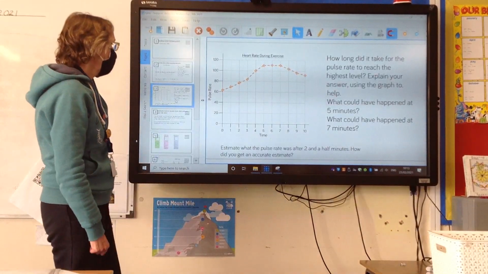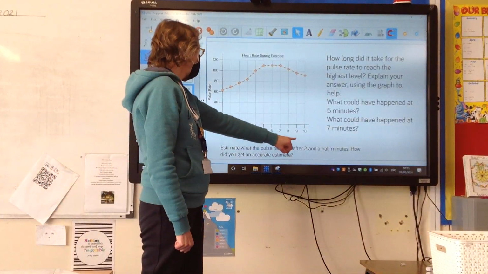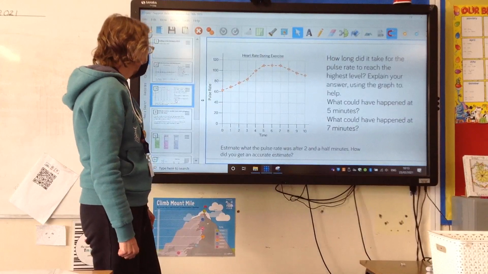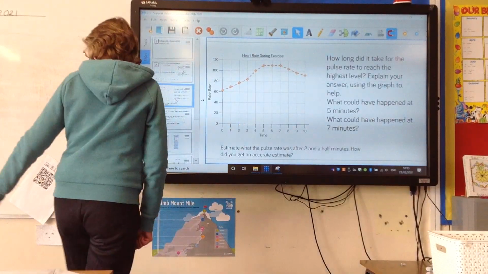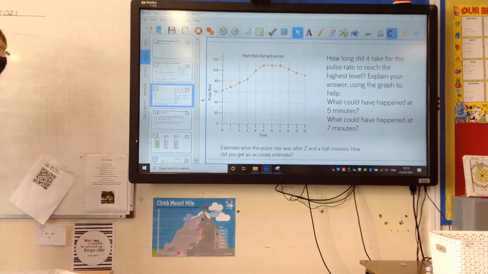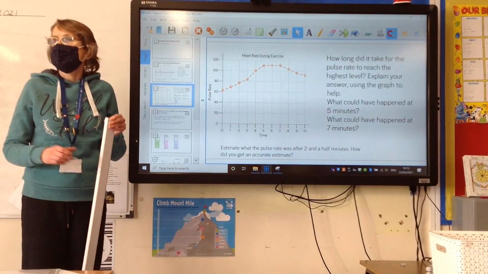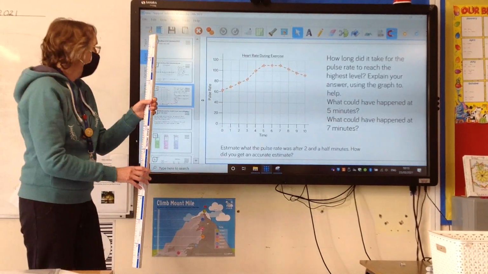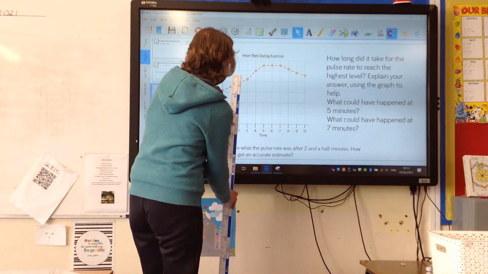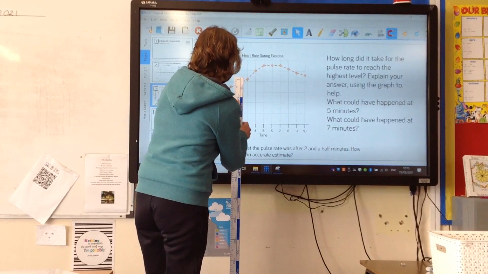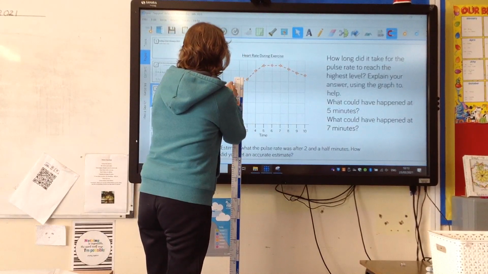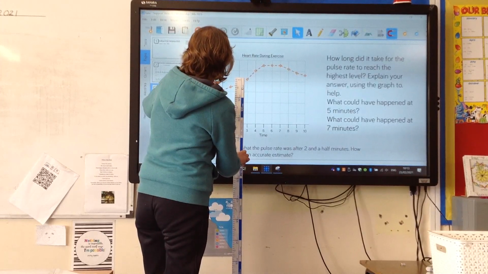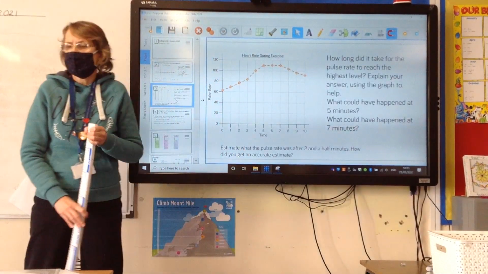Well done. Okay. Estimate what the pulse rate was after 2.5 minutes. How did you get an accurate estimate? So, after 2.5 minutes, what will I need to be able to get an accurate estimate? Big clue? What will I need? A ruler, good. And I'm going to put it on the 2.5 minutes and take it up to the line, and that on my measurements is level with 80 beats per minute, so it'll be 80 beats per minute.